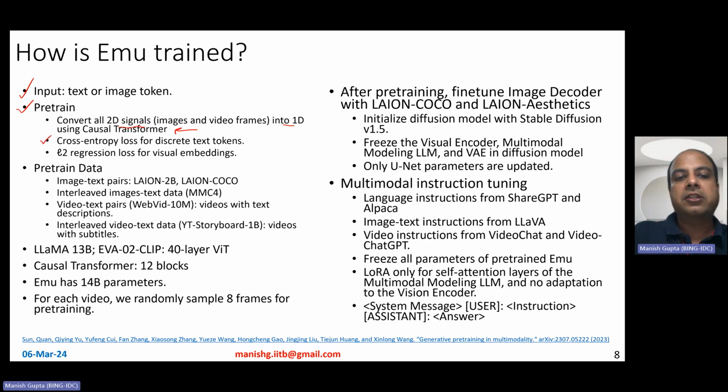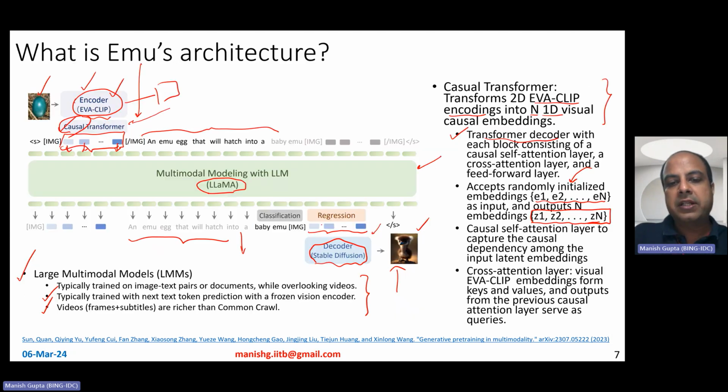The pre-training loss is cross entropy loss for discrete text tokens and L2 regression loss for visual embeddings, right? So this is the visual embeddings that are created, which are then taken by the stable diffusion model so as to decode the stuff. Okay.